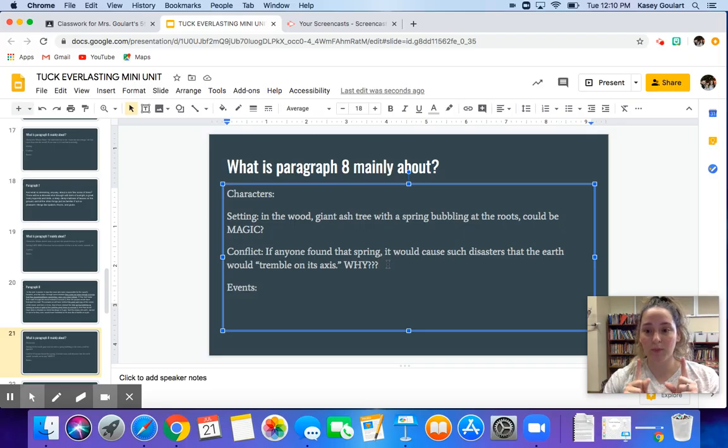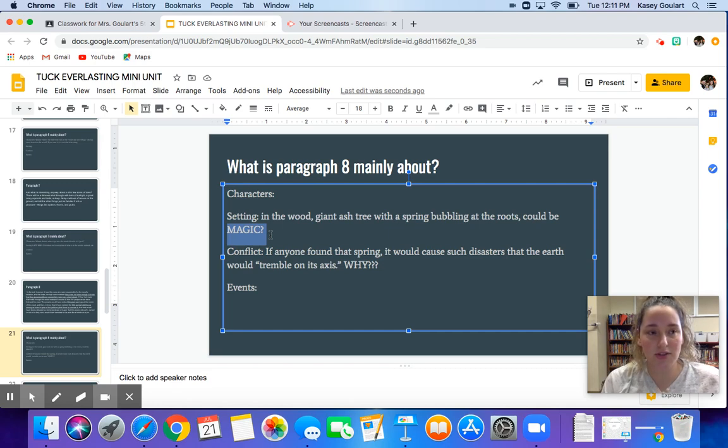And considering this is chapter 1, it leads me to think that, we know this book's fantasy, right? So maybe something is magic. That's why I have this word with a question mark next to it about the spring. Maybe there's something bad about it. It says disaster, and usually the word disaster isn't good, right? It has a negative tone. So that's a lot to think about whenever I read that one paragraph.